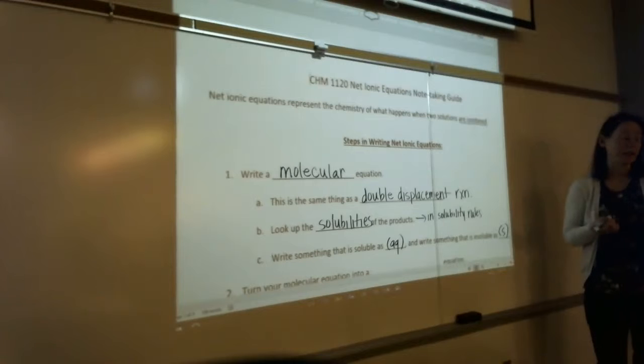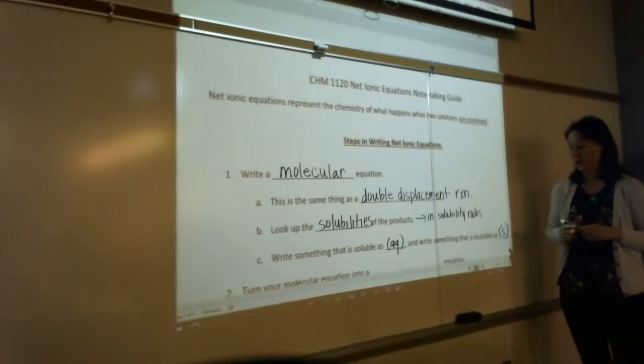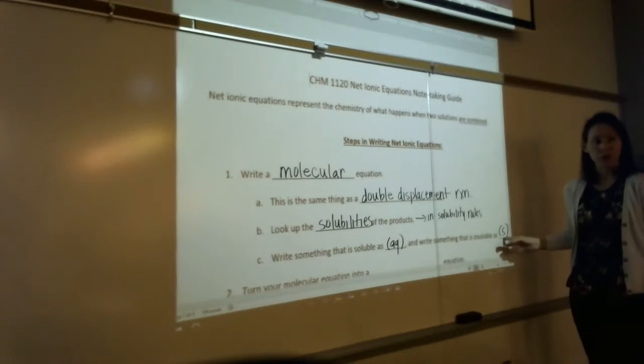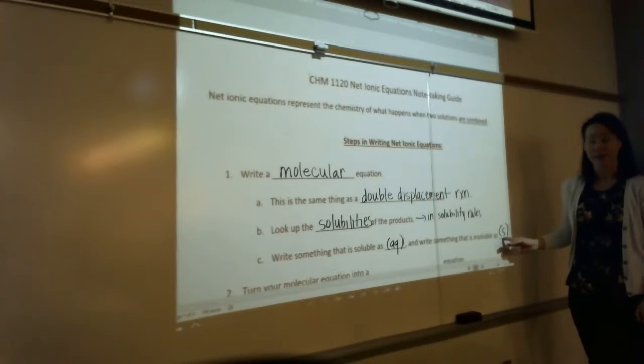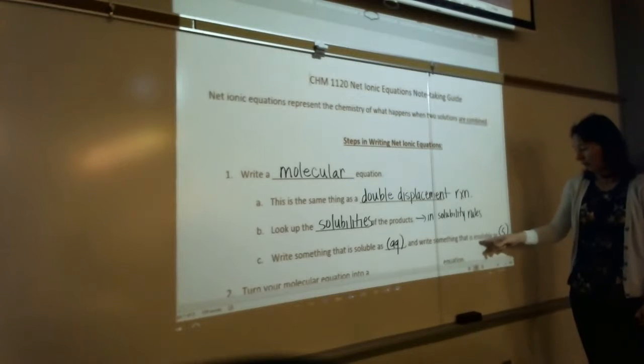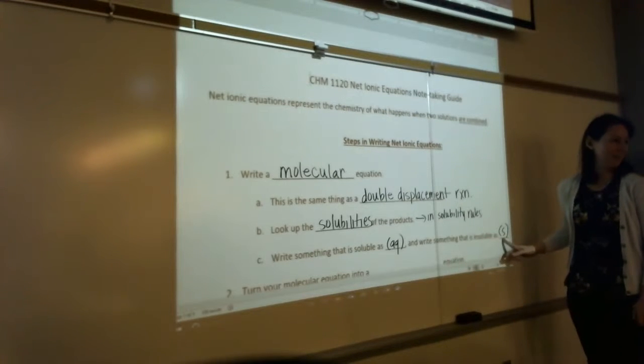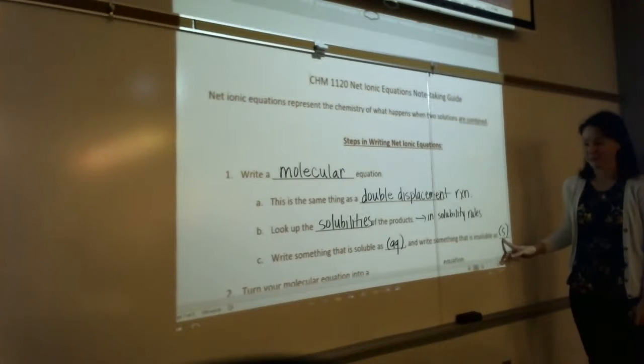You wouldn't believe the number of people who will say, oh, S stands for soluble. That's not true. Please don't think that. Okay, what does that S stand for? This is the state of matter. Solid, right? This S stands for solid. So something that is insoluble is a solid. Okay, that's why it's S.